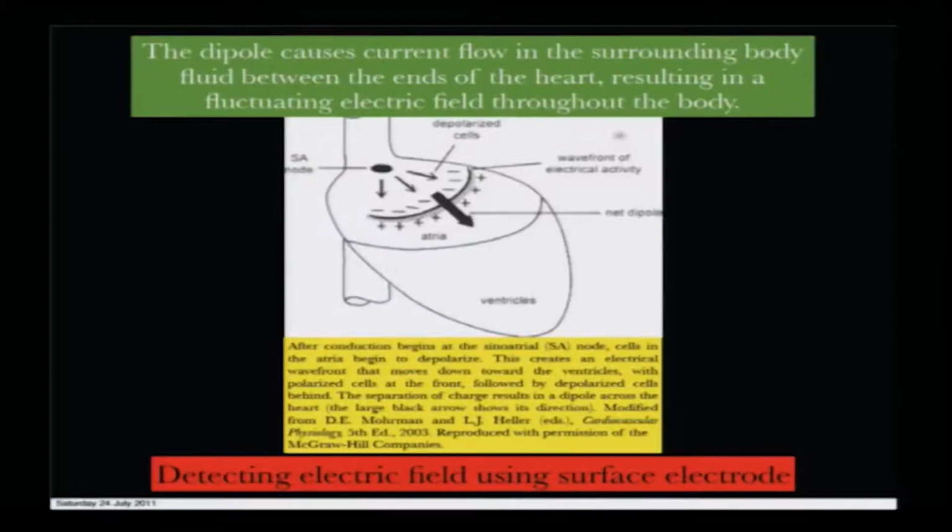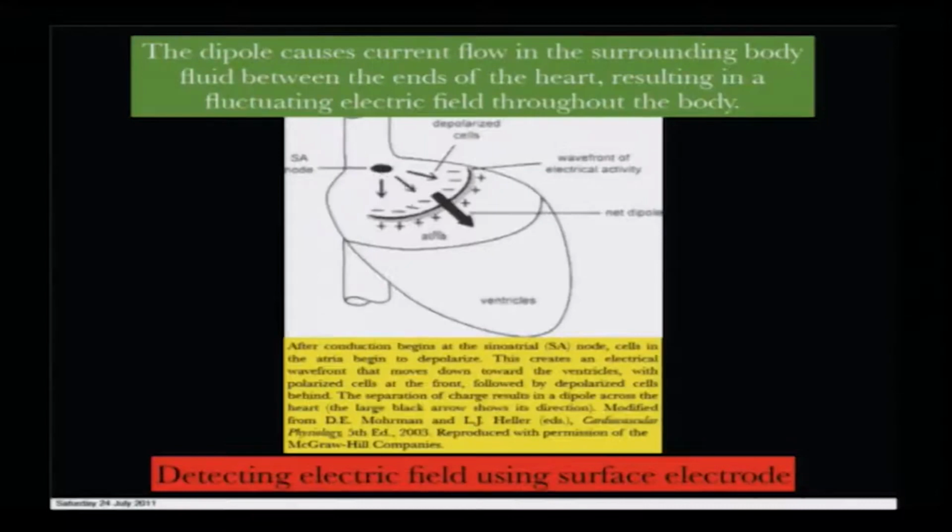If you look at this picture, you will see from the SA node out here, the pattern is moving like this: polarization, depolarization, polarization, depolarization, as if there is a moving dipole. If you follow this, it is as if this wave is moving, positive, negative, positive, negative, and so on.